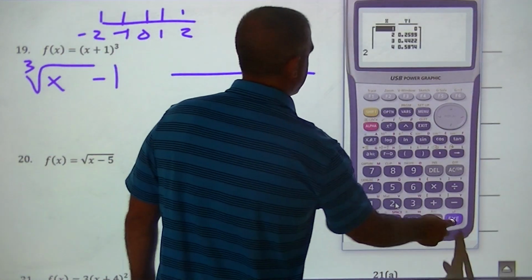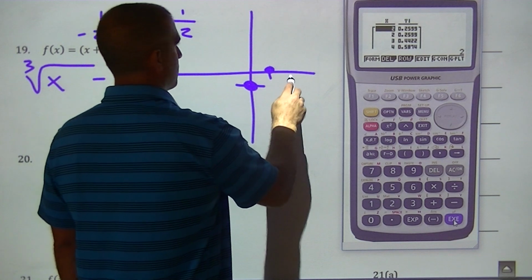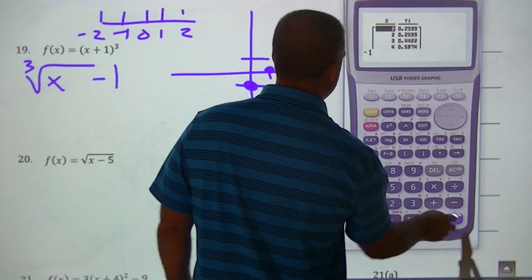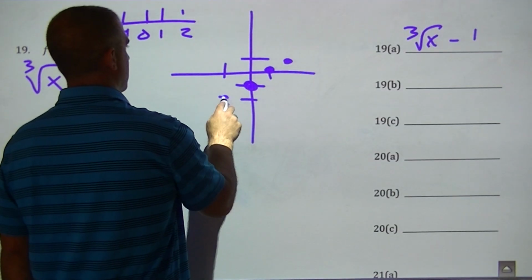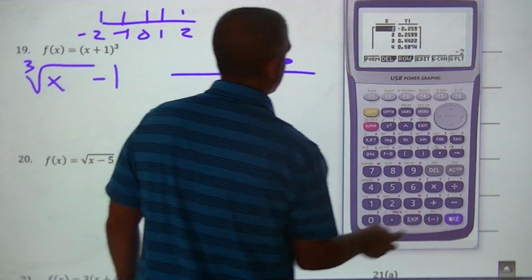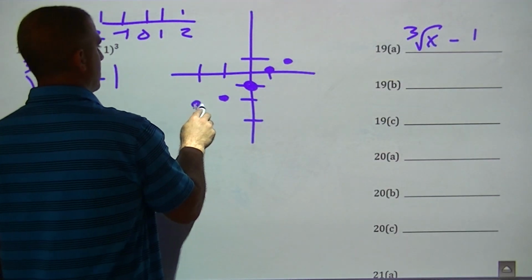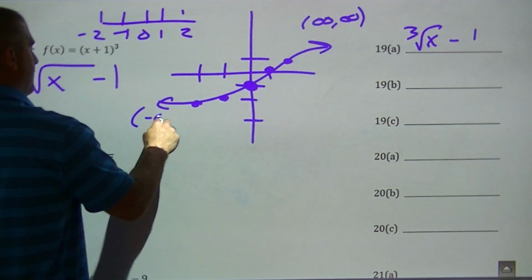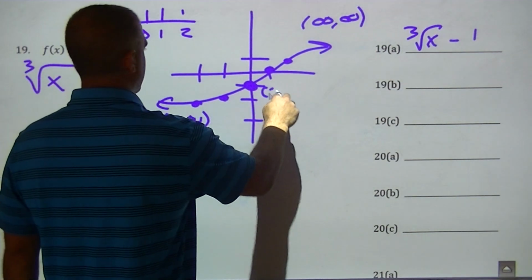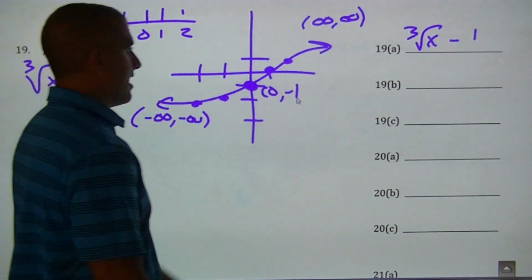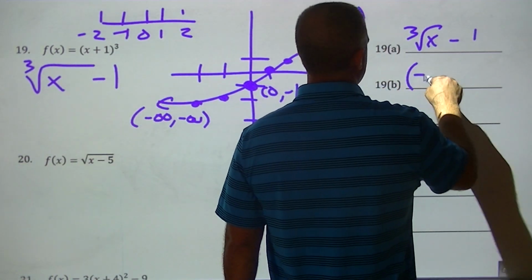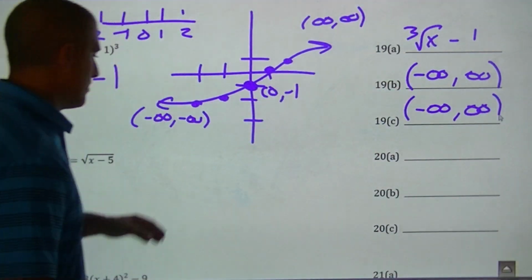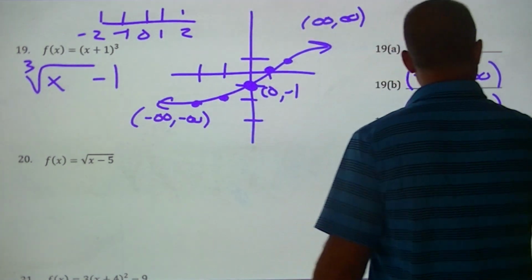2 is at 0.25. Then I got -1, which is down at -2. And then I got -2, which is at -2.2. So here's what it looks like. That's infinity, infinity. This is -infinity, -infinity. My anchor was 0, -1. Once again, smallest x value is -infinity, biggest is infinity. And then the same thing for the range. It's very similar to a line.